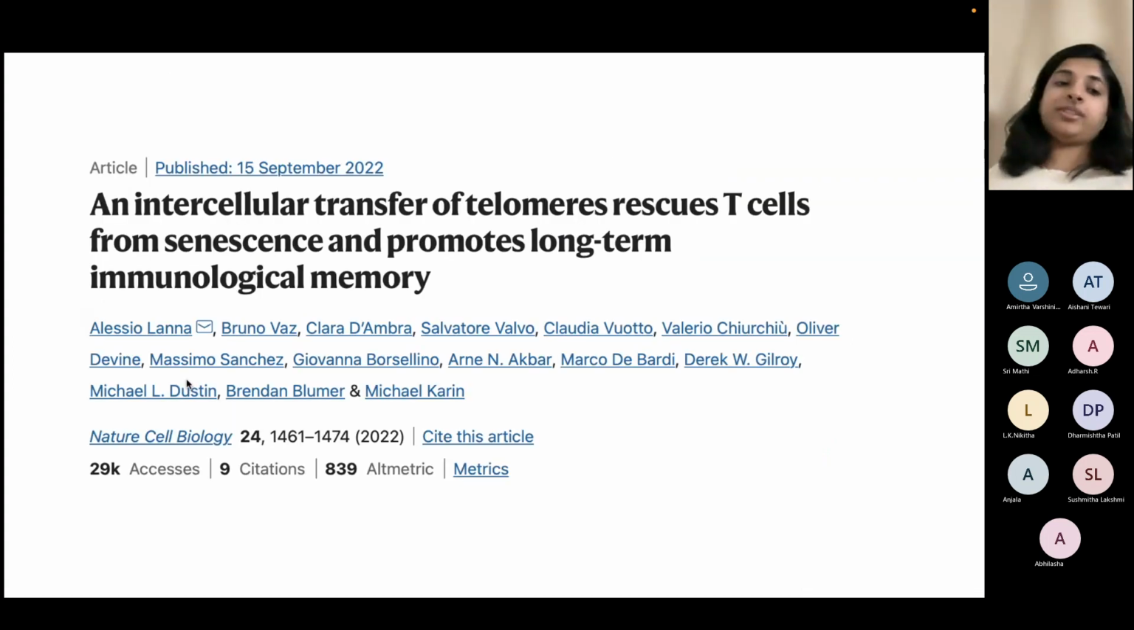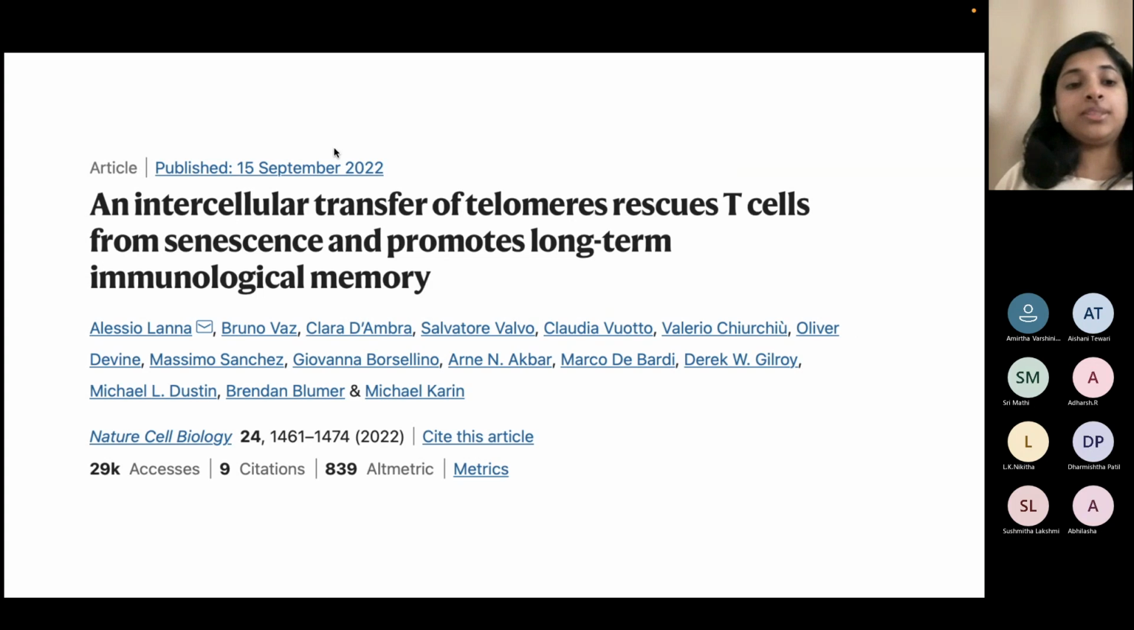Now, recently there was this paper entitled "An Intercellular Transfer of Telomeres Rescues T Cells from Senescence and Promotes Long-Term Immunological Memory." This is a paper that delves into the molecular details of the transfer as well. However, we will not be discussing that. But I will introduce you to this concept of intercellular transfer of telomeres.